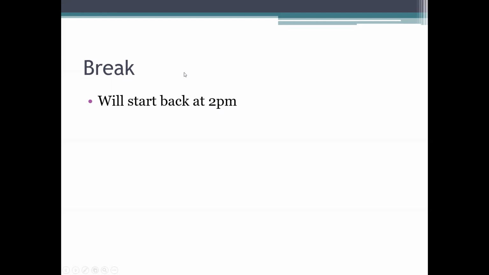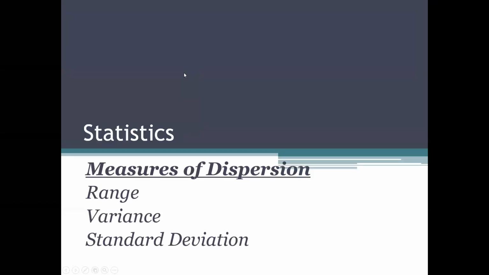Let's finish up for the day. What I want to end class talking about is these measures of dispersion, okay? Dispersion is synonymous with the spread of data. There are three measures of dispersion we're going to talk about. The range is the easiest one.